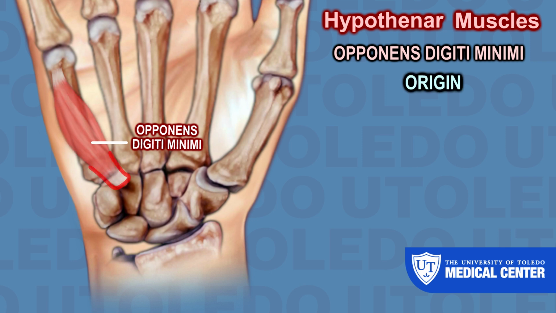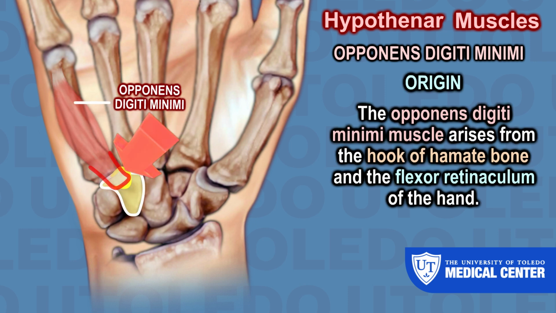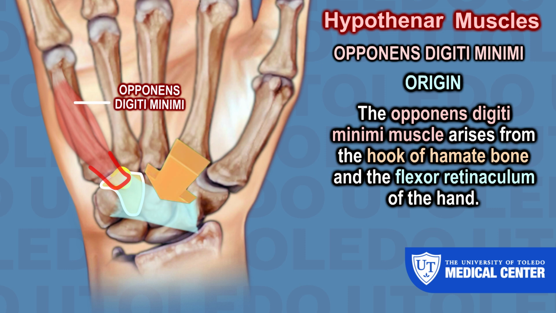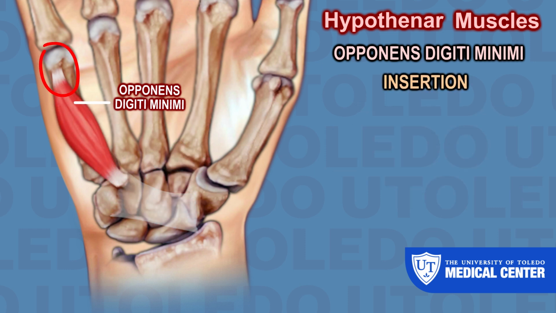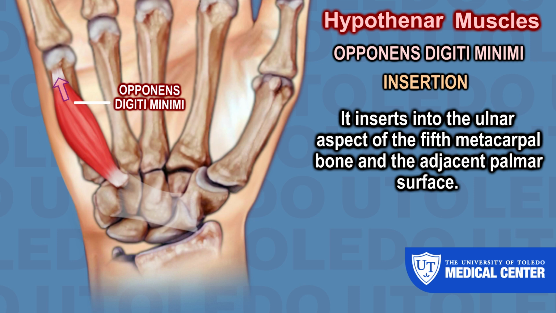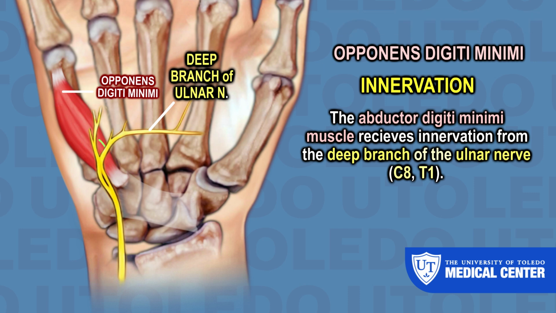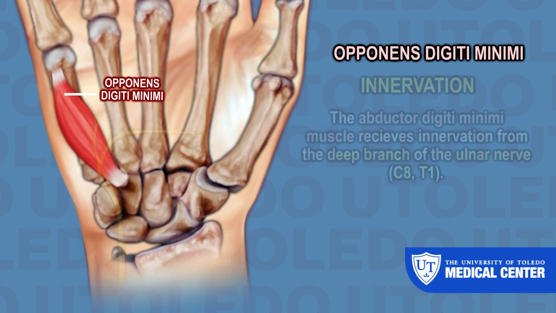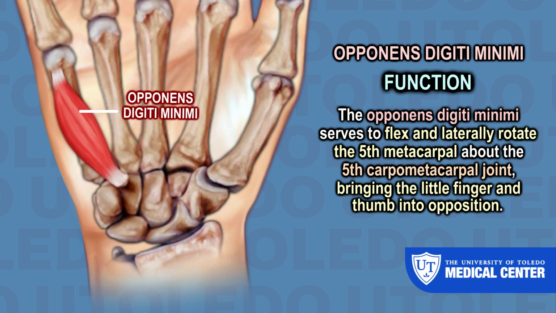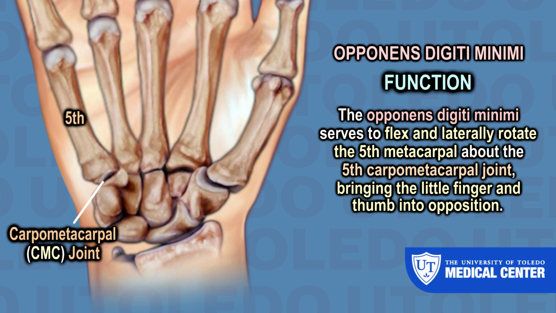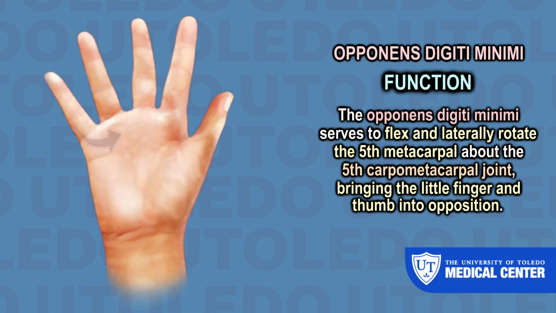The opponens digiti minimi muscle arises from the hook of hamate bone and the flexor retinaculum of the hand. It inserts into the ulnar aspect of the fifth metacarpal bone and the adjacent palmar surface. Innervation. The opponens digiti minimi receives innervation from the deep branch of the ulnar nerve, C8-T1. Function. The opponens digiti minimi serves to flex and laterally rotate the fifth metacarpal about the fifth carpometacarpal joint, bringing the little finger and thumb into opposition.